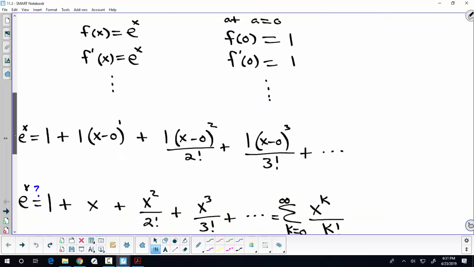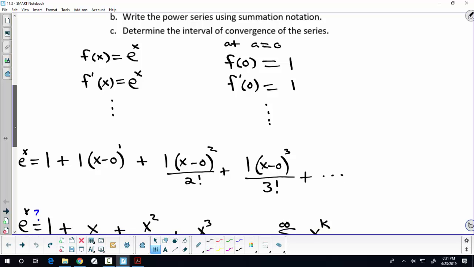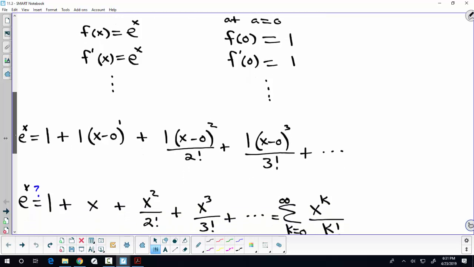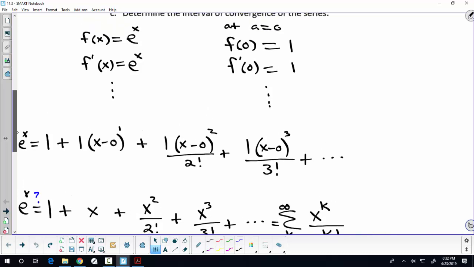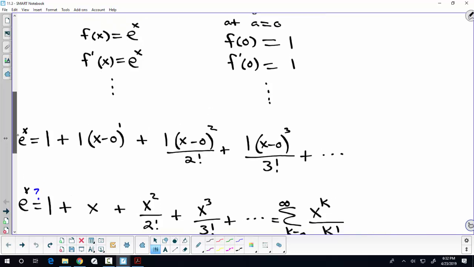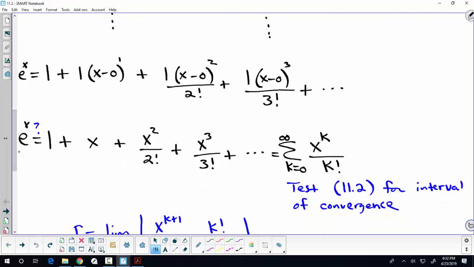For e to the x, we found the first few non-zero terms, looking at the function and its derivatives, then evaluating those at the center, a equals 0, and constructing our Taylor polynomial. It's a Maclaurin series because it's centered at 0. We came up with the series x to the k over k factorial.